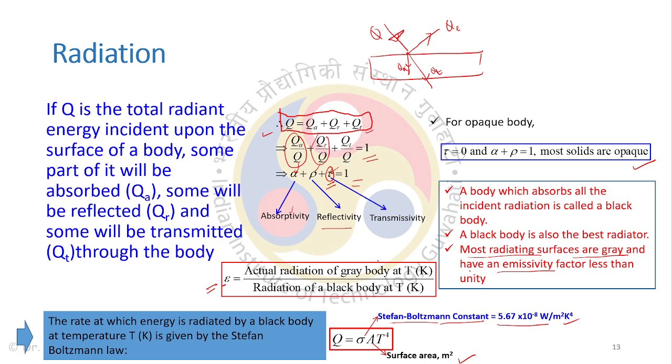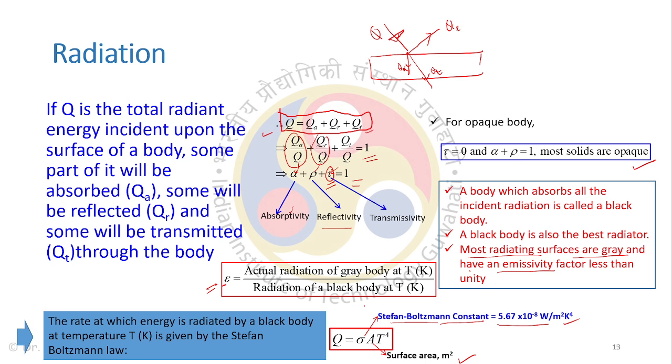Now what is a black body? A black body is the ideal body. It has been assumed that whatever incident radiation is falling on that black surface, all of it is absorbed by this body, and it is the body that emits maximum radiation.